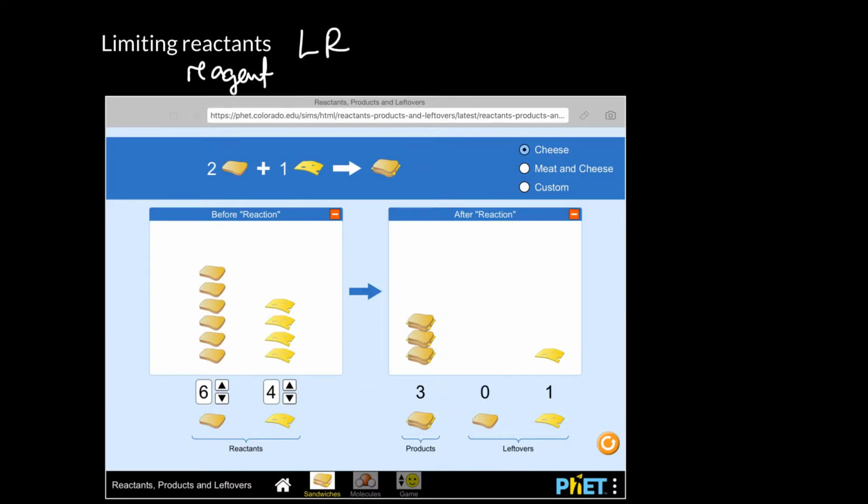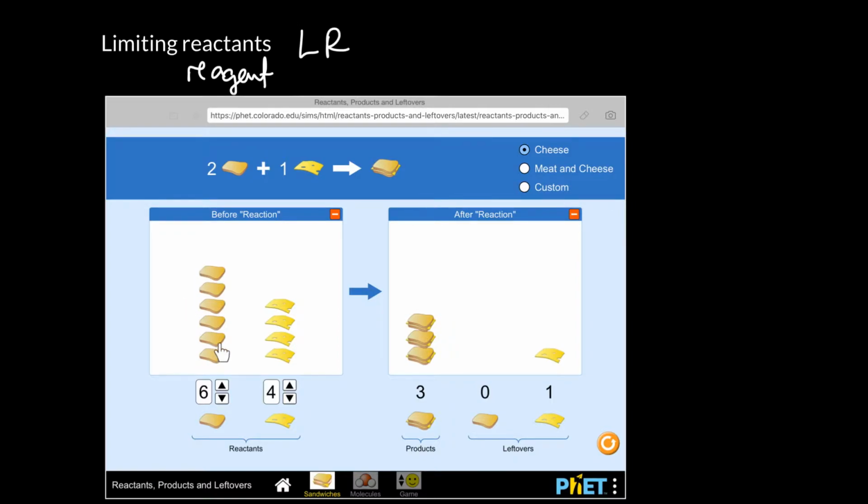And obviously that's 2 different answers. The actual answer is we only make 3. We make the fewer of the 2. The reason for that is that after we use up the 6 slices of bread, there's 1 slice of cheese left over without any bread to go with it. So we say that the cheese is in excess. We've got too much of it.